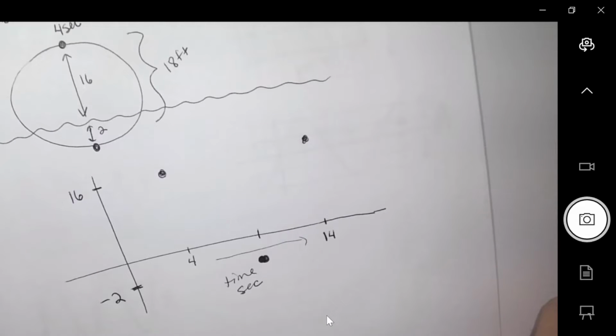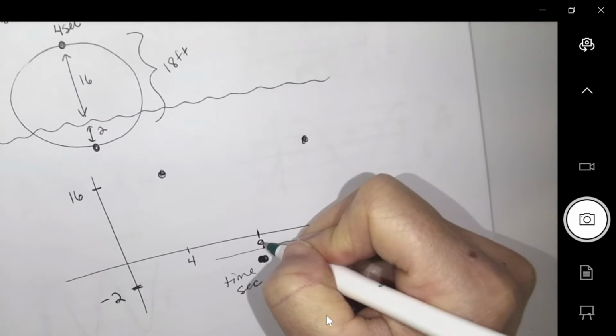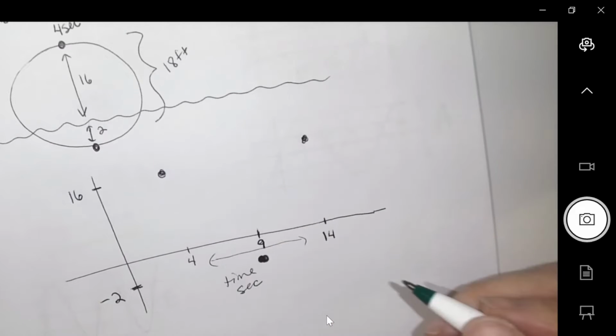What's right in the middle? 4, 14. What's smack dab in the middle of those numbers? Good question. Add them. 18. Divide by 2. I said 9. 9. I did too, but then I second guessed myself. No one else was saying 9. Oh, that's equal to 18 divided by 2.